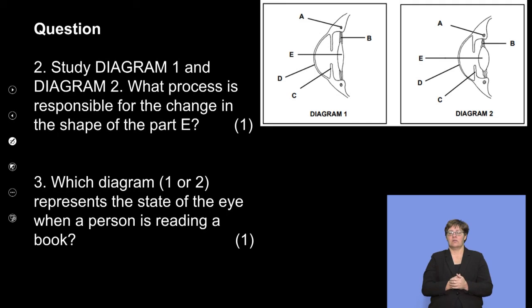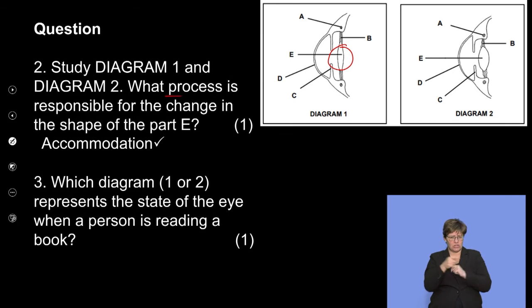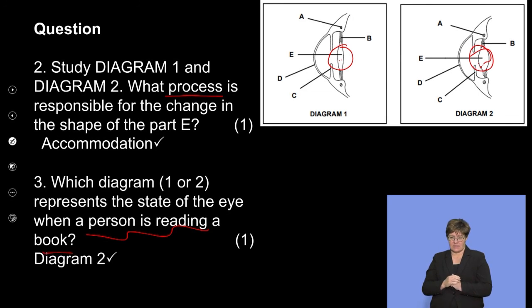What process is responsible for the change in the shape of the part E? Part E is the lens. So what process will now be responsible? The word is process, and the process is accommodation. Right? Which diagram, 1 or 2, represents the state of the eye when a person is reading a book? When a person is reading a book, it's close by. Right, it's near. This is a flat lens. This is a round lens. So this is the one that will be used for nearby vision. So it definitely will be diagram number 2. Right.